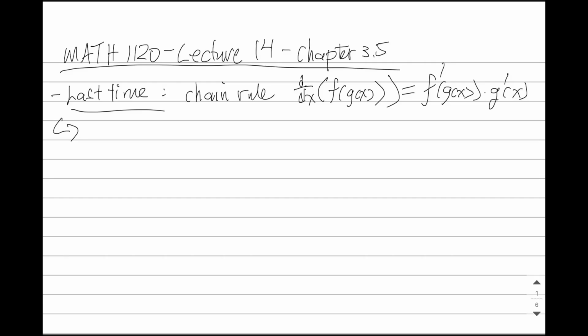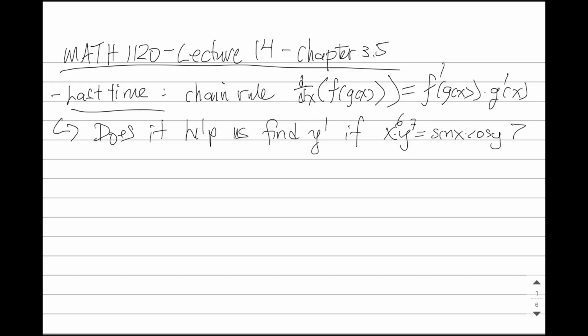Last time we had talked about the chain rule, the proper way to differentiate composite functions. Does it help us find the derivative y prime if we're given something like this? x to the power of 6 times y to the 7 is equal to sine of x times cosine of y. This type of equation isn't like the types we've seen before. So this is what's called an implicit equation.